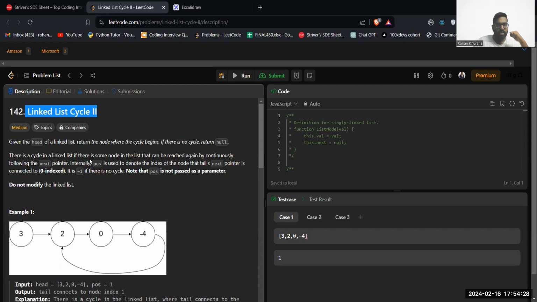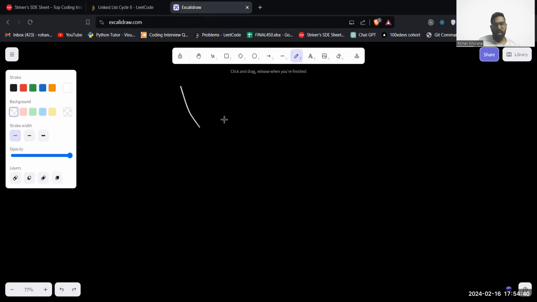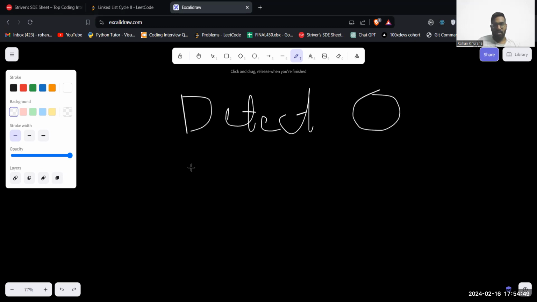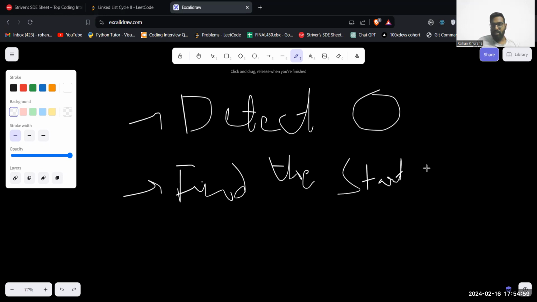There is a cycle in a linked list if there is some node in the list that can be reached again continuously. And you have already read this in the first part, that is Linked List Cycle, right? So there are two parts. The first question was to detect if there is a cycle. Now the second question is to find the starting point of this cycle.